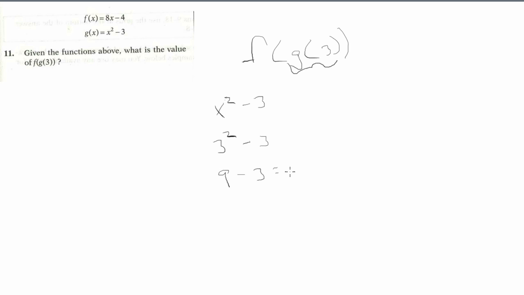9 minus 3 is 6. So then we want to know f of 6. So 8 times 6, because we have the x here, 6 minus, this is times. So 6 times 8 is 48, minus 6 is 42.